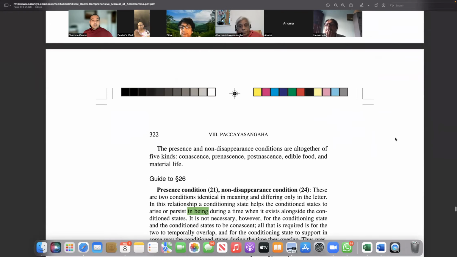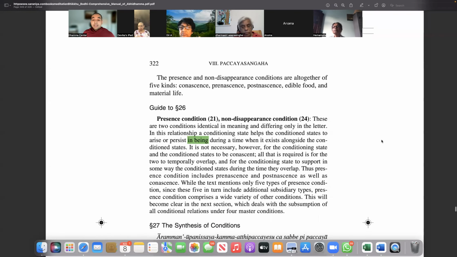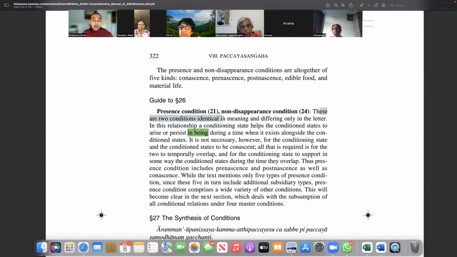Yeah. So is non-disappearance then clear? Again, these are 2 conditions identical in meaning and differing only in the letter. In this relationship, a conditioning state helps the conditioned state to arise or persist in being. This 'in being' is very important, everyone. Right? During a time when it exists along with the conditioned states.